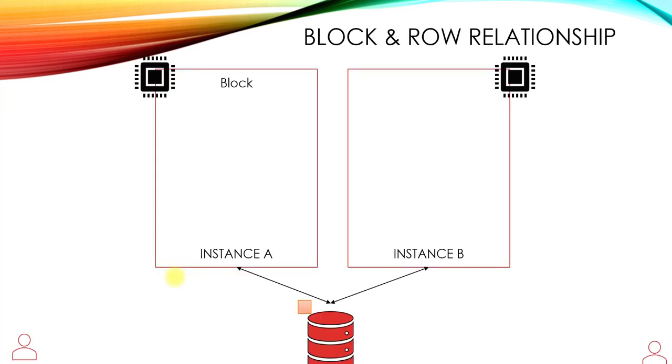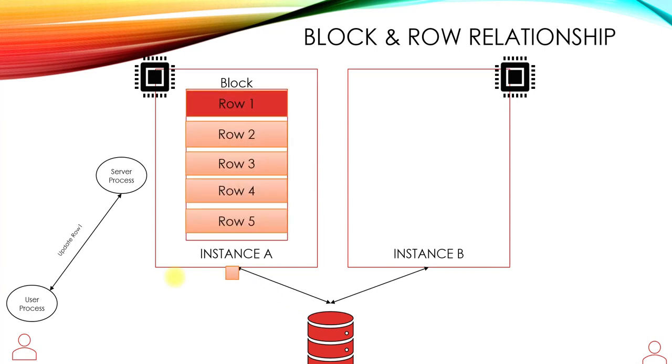Let's go through the complete flow of it. The user wants to update row 1. Now this is the clustered, multi-instance environment. The user is sitting here requesting, a user process is created, the same thing happens, and a server process is created on the server. The user says update row 1. What happens? The block is copied to instance A and row 1 is changed on that block.